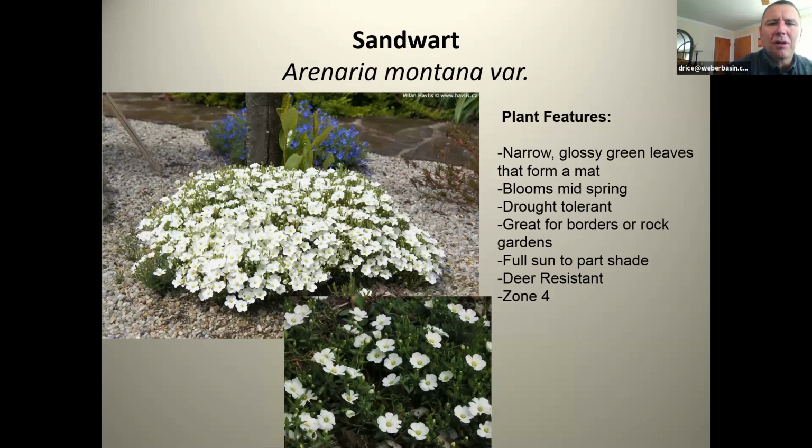Another kind of lower growing, kind of a mat former is the sandwort. Now this is another one I don't have a lot of personal experience with, and I've borrowed a couple of photos off the internet for these. But this has a narrow glossy green leaf that forms that mat like it shows in this picture. Blooms in the mid-spring, is great drought tolerant, deer resistant, can tolerate full sun or part shade.